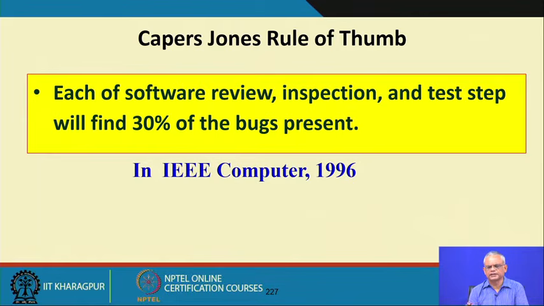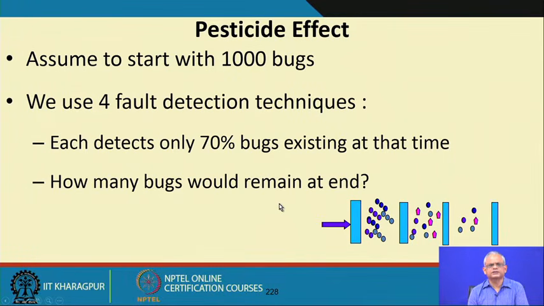And out of that 490, apply unit testing, we will get 30% of that, which is about 182 or something, and so on. So, that is the one he had experimentally observed, that each of the software inspection and testing techniques can be considered as a bug filter, and these bug filters can find 30% of the bugs present.